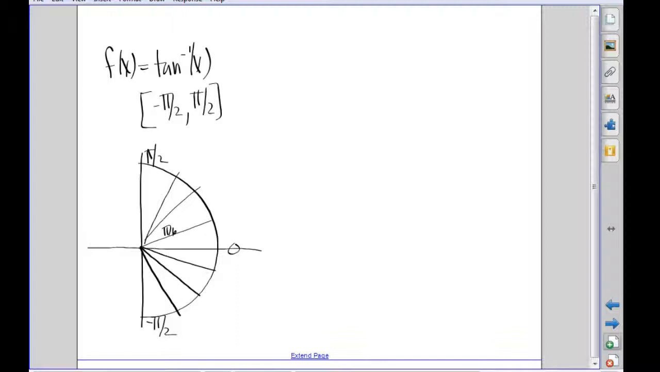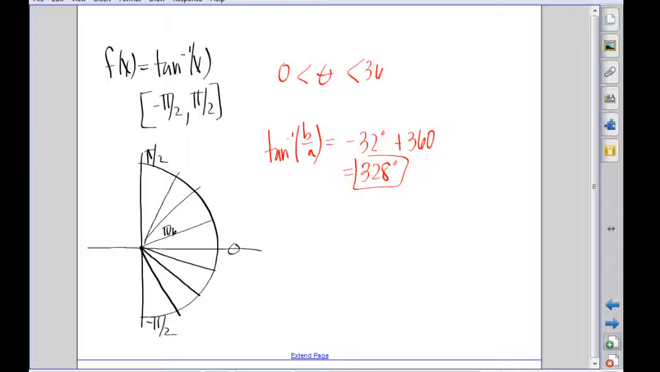So with this in mind, we need to be really careful that when we use our calculator, we use it with discretion. If I take the inverse tan of some b over a, and I get a negative 32 degrees, I'm always going to find a positive coterminal angle. So I would need to add 360 degrees and come up with 328 degrees. So we're always trying to find theta between 0 and 360 degrees.